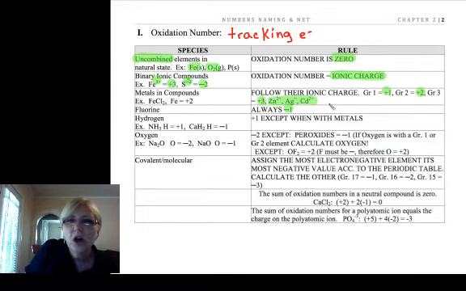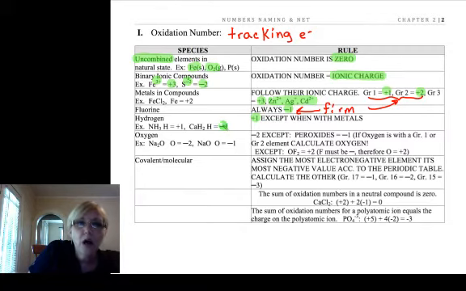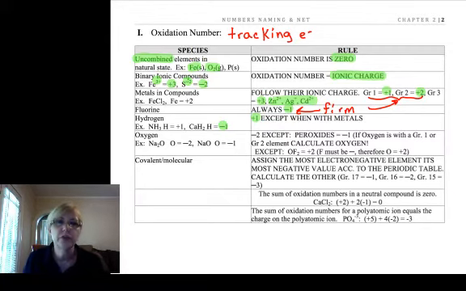So that's what I call a firm rule, and you're always going to want to assign your firm rules first, and then we can do calculations if needed. Hydrogen is almost always, it's not a firm rule, but it's a pretty secure rule, +1, except when it's with metals. All by itself with a metal, nothing else present, hydrogen would be -1, because it would be the most electronegative.